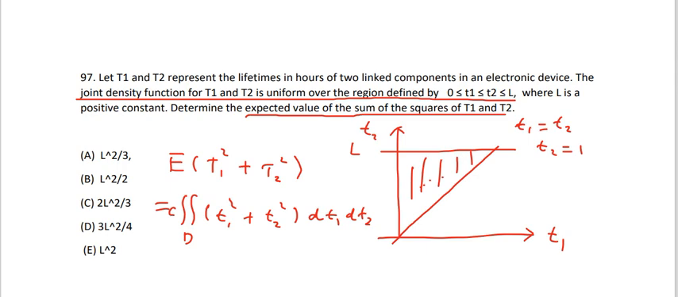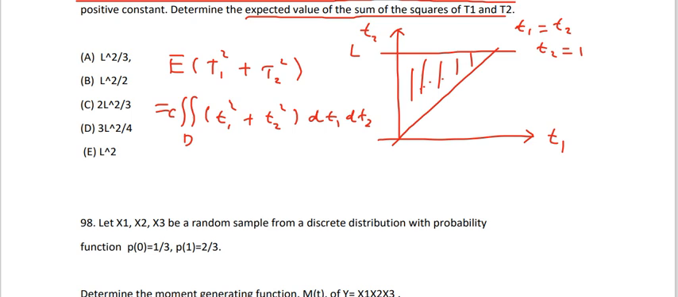So what is the constant? The constant is one over this area. The area is half L squared, so C is one over half L squared. Now let's change T1, T2 to x, y. So that equals 1 over half L squared times the integral.